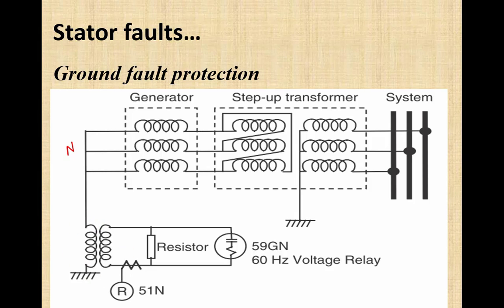In case of a line to ground fault at the terminal of the generator, the line to neutral voltage would appear across the primary of this grounding transformer, in this polarity. When a line to ground fault occurs here at the terminal, line to neutral voltage will be across the primary of this grounding transformer. Due to this reason, the rating of this primary winding should be equal or greater than the line to neutral voltage of the generator.